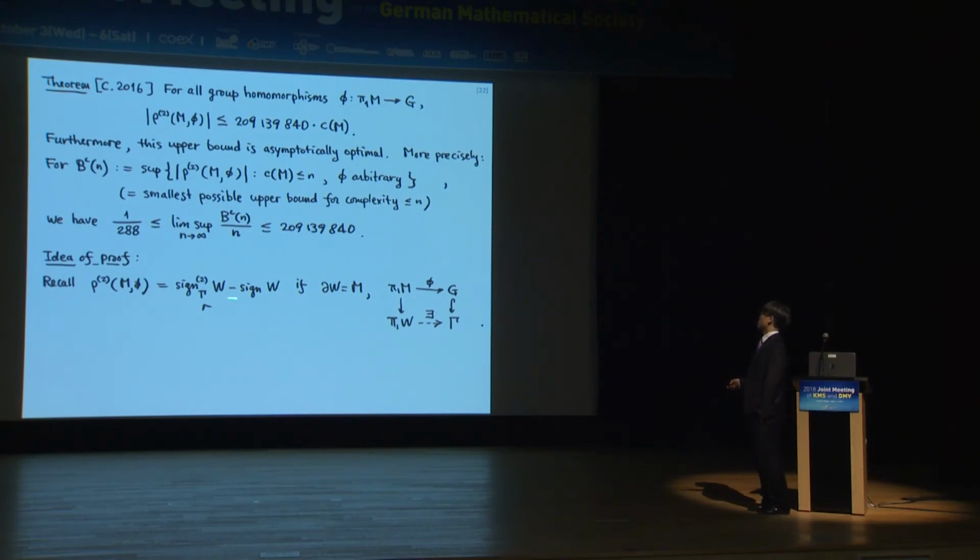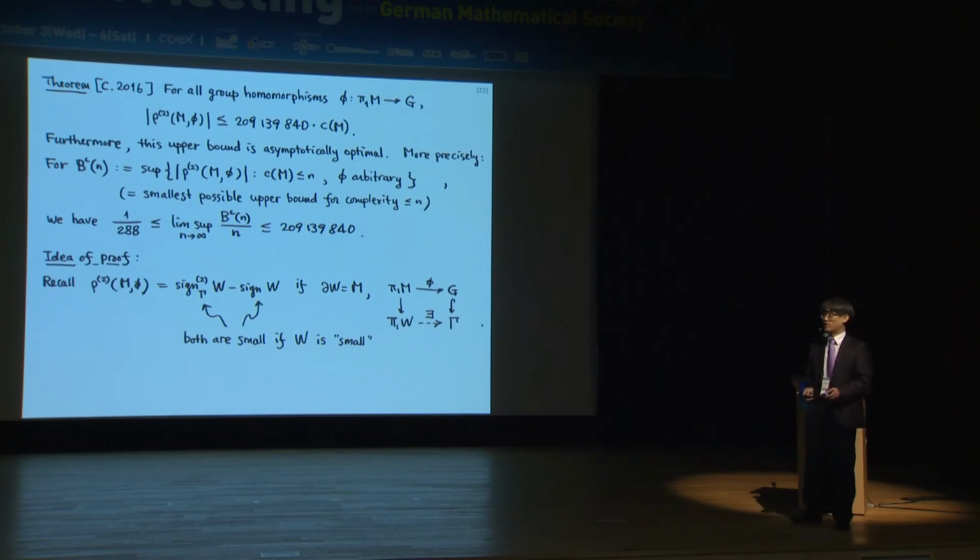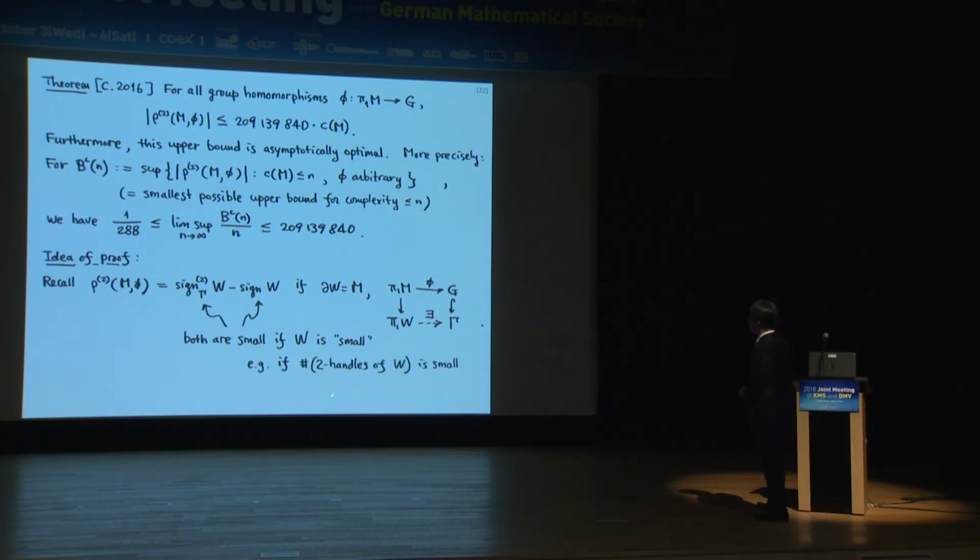Recall that we defined the rho invariant, following the idea of Hilsbrook, as a signature defect, L2 signature and usual signature. Here is a very convincing fact: those signatures are small if the four-manifold W is small. If the manifold is small, then the chain complex is small, and then homology is small, and so the signature is small. That's the idea. For instance, if the number of two-handles of my four-manifold W is small, then those signatures are bounded, and therefore this rho invariant is bounded. That's how we get this explicit bound.